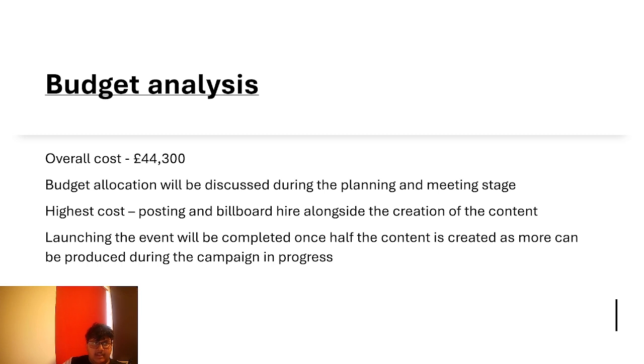I have created a budget that is spread out over a 4 month period, with the highest cost being publishing the content created. This will be high as we will need to rent the billboards. The cost of the campaign will also be high during the launching phase, as we want to push the social media publications to as many viewers as possible.